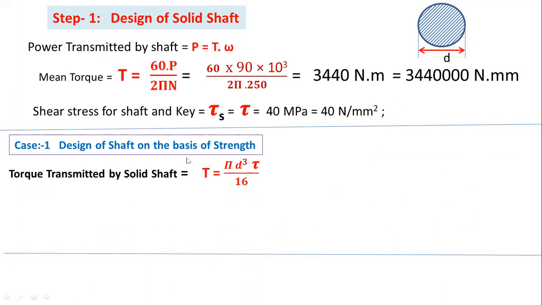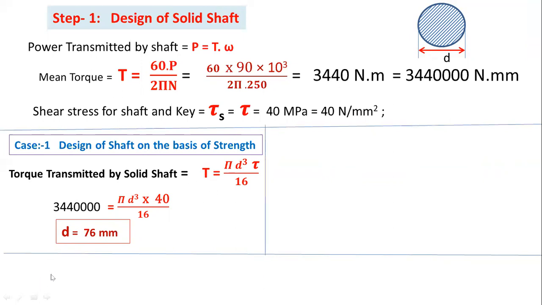In case 1, you have to design a shaft on the basis of strength. Torque equal to pi d cube by 16 into tau. From this equation, you can get the value of the diameter of the shaft. Okay, 76 mm. Okay, this is the required diameter of the shaft on the basis of strength.